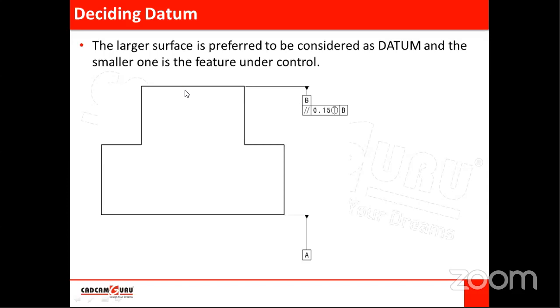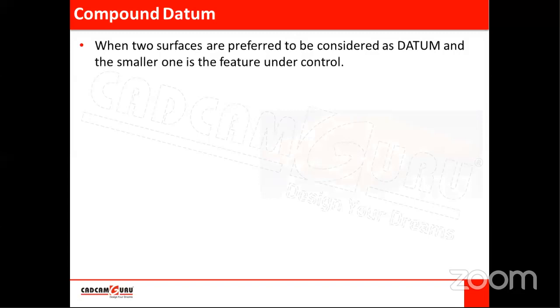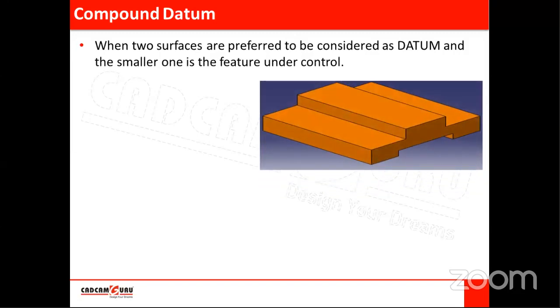Because here this is the feature under consideration. While talking about this, this surface is to be parallel with this one. If this is the feature under consideration and this is the datum, then surface A will be parallel to surface B, right? So this sequence is important. Generally, large surfaces are considered as datum surfaces. Sometimes some components are like this, where two surfaces are preferred to be considered as datum, and the smaller one is the feature under control.